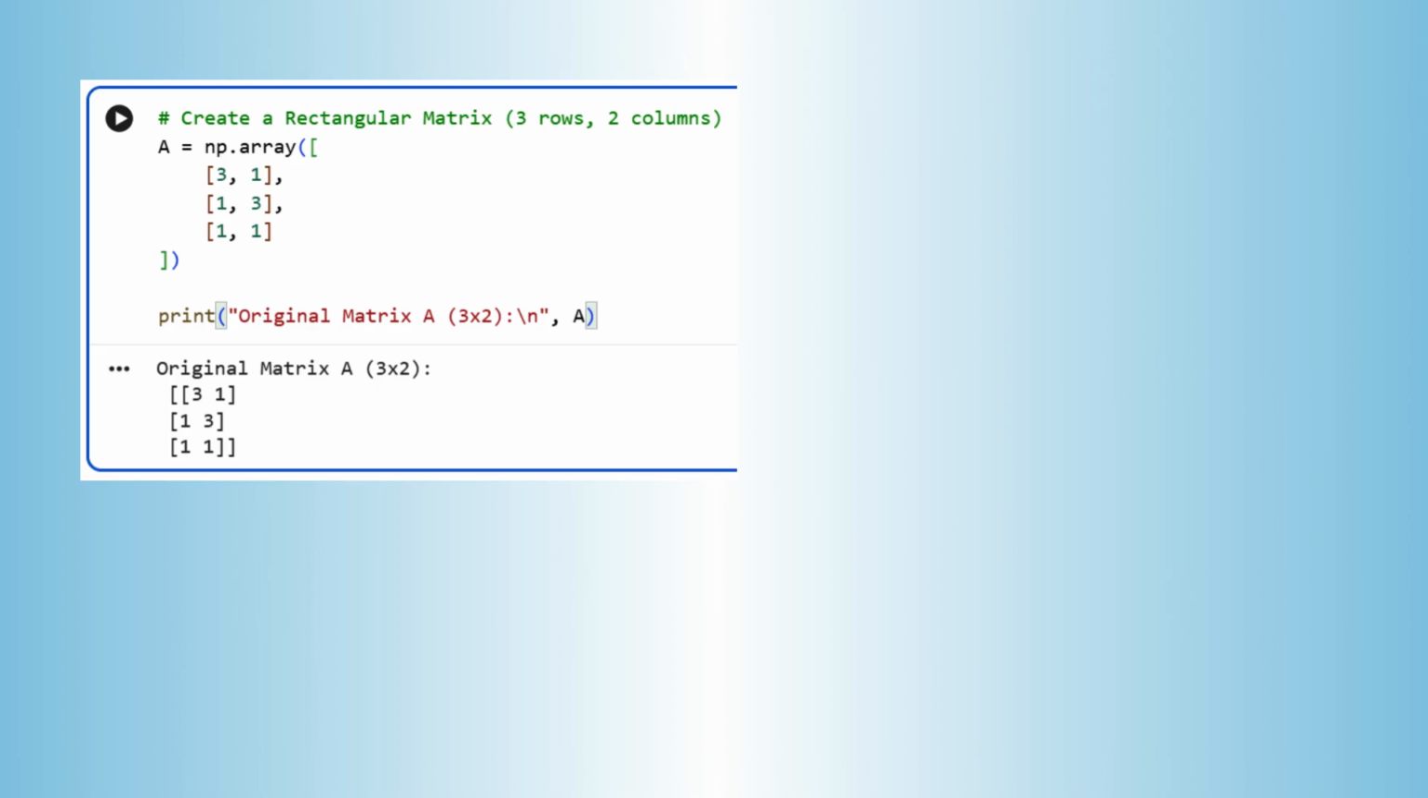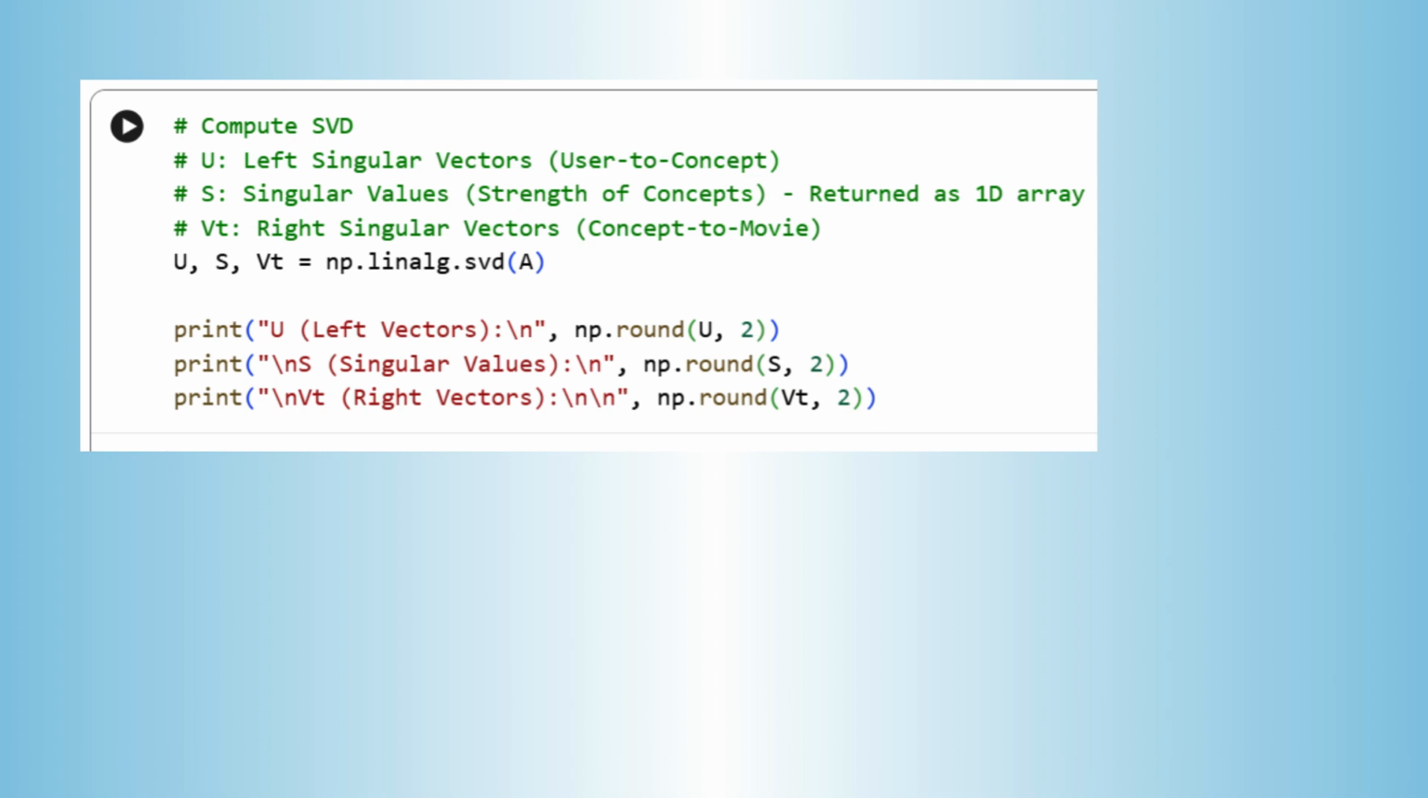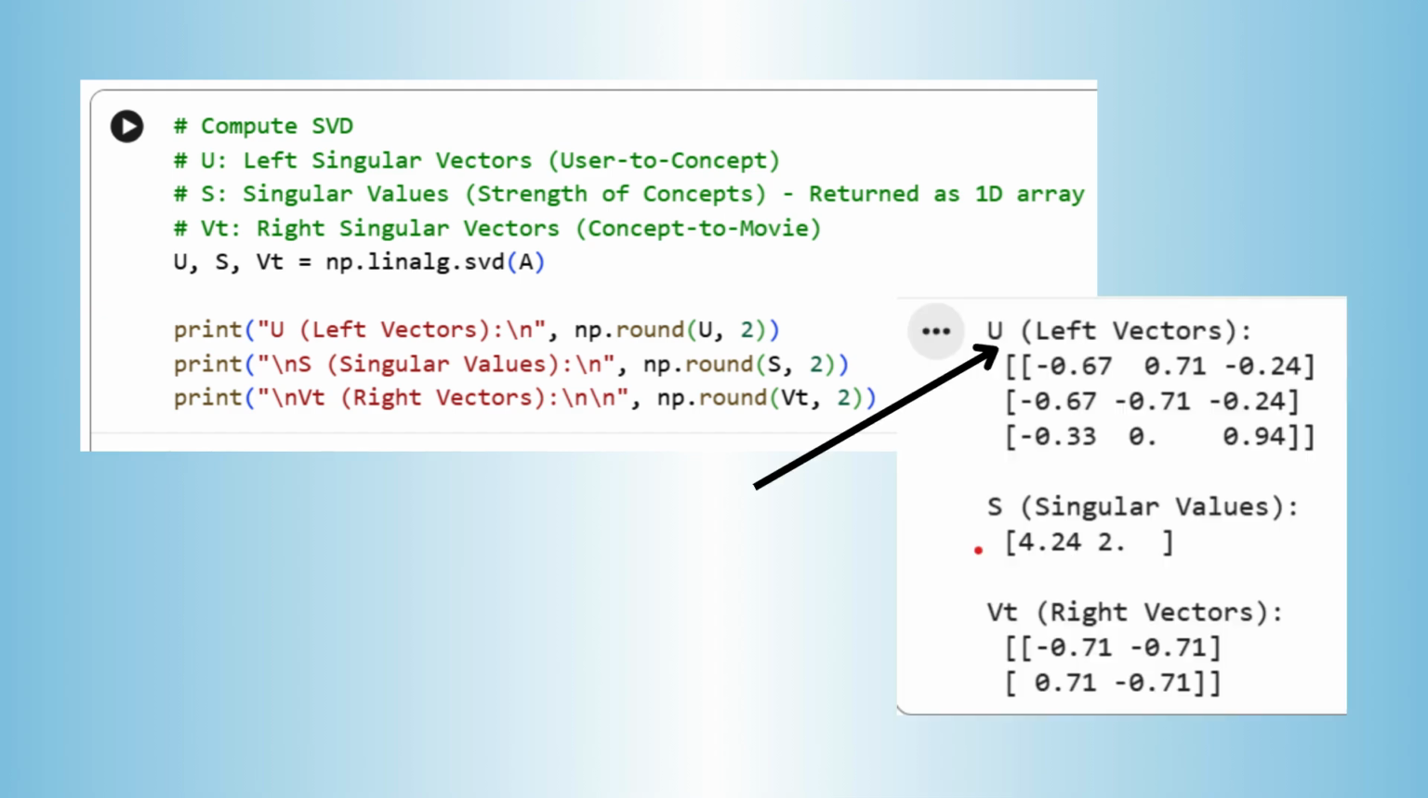Let's see how we can do this in Python. First, we create a simple rectangular matrix with 3 rows and 2 columns. If we try to calculate eigenvalues for this matrix, NumPy would throw an error because it's not square. But SVD works perfectly. We use NumPy's linear algebra SVD method for calculating this. We get our 3 components. U connects the 3 rows, V transpose connects the 2 columns, and S contains our singular values.